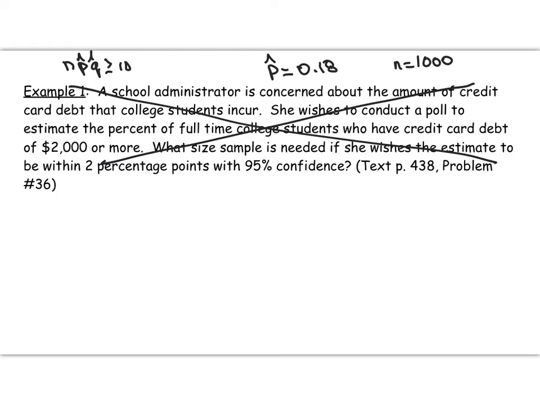We have 0.18 times 0.82 times 1,000. And when I calculate that, I get a value of 147.6, greater than 10. So this will be a valid large sample confidence interval.